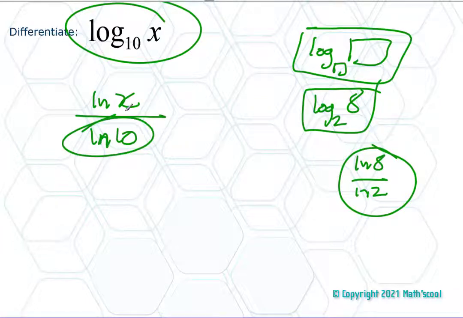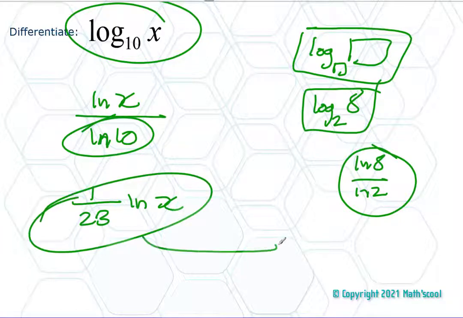Now the ln 10 is just a number. You can stick it in your calculator and find out what it is. It is roughly 2.3025. So you can treat this as 1 over 2.3 times ln x. And that's not accurate, so it's a bit rubbish that I've done that. I should have just left it as ln 10, but never mind.